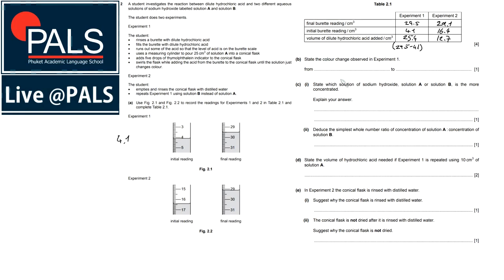State the color change observed in the experiment. So this is something new in the 2023 syllabus in terms of the indicator. In the old syllabus, it was phenolphthalein. In the syllabus that was used now, this has switched over to thymolphthalein, and thymolphthalein has a blue color in alkaline solution, and it switches to colorless in acidic solutions.